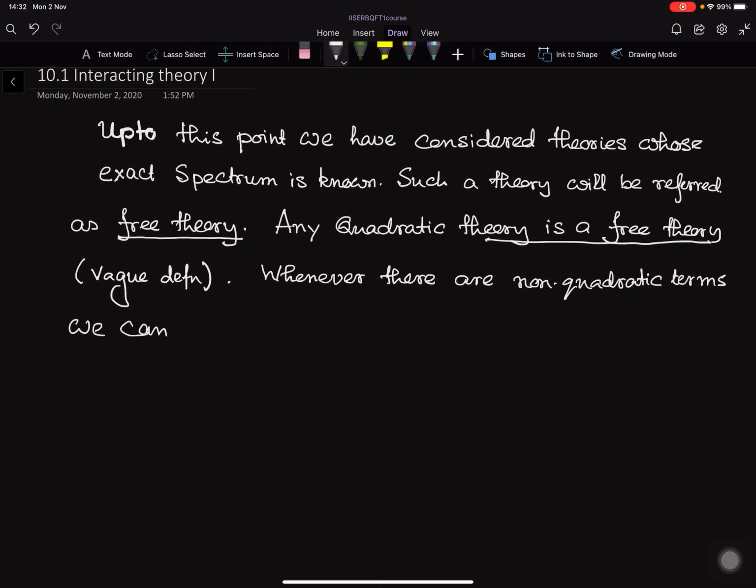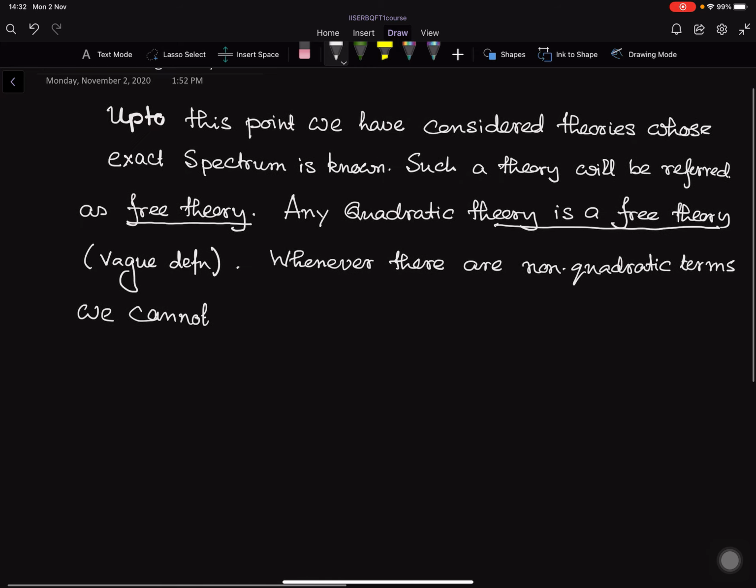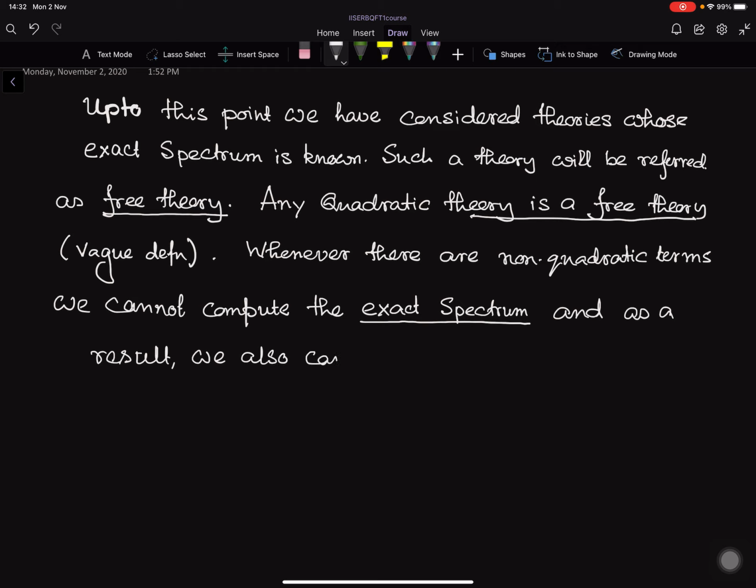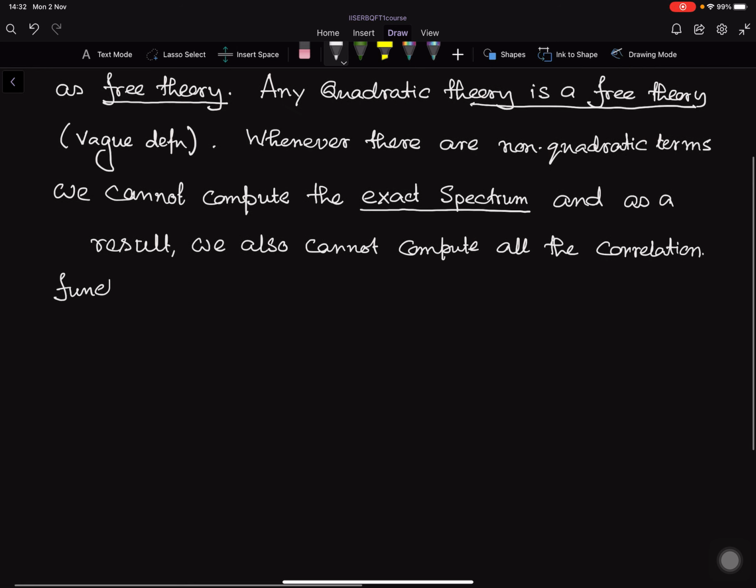we cannot compute the exact spectrum. And as a result, we also cannot compute all the correlation functions exactly. Such a theory is called an interacting theory.